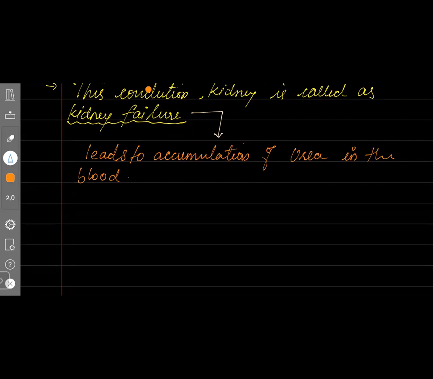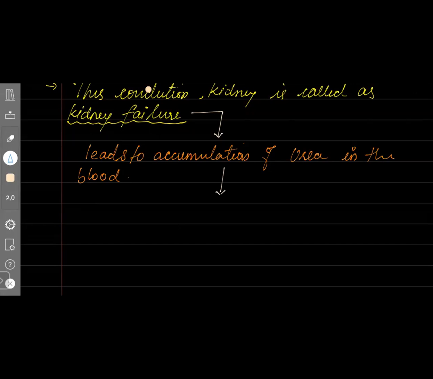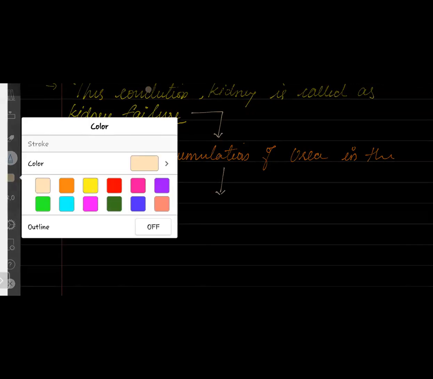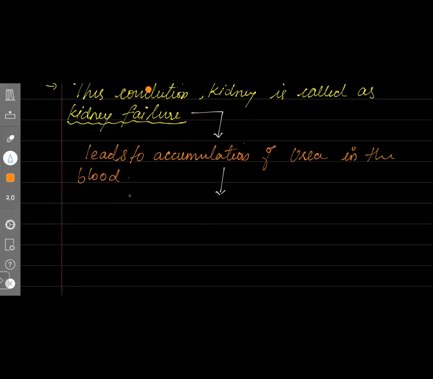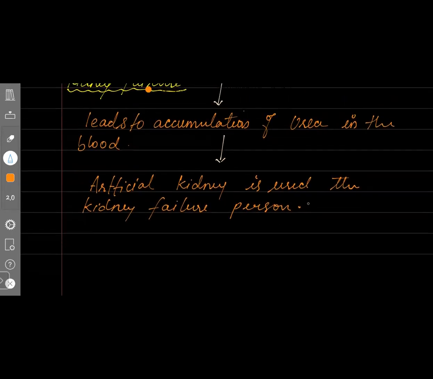So for such a person whose kidney has failed, they do not have a natural process of cleaning the blood, so the blood should be filtered periodically by an artificial kidney. An artificial kidney is used in a kidney failure person, and it helps to remove all the waste, even urea.